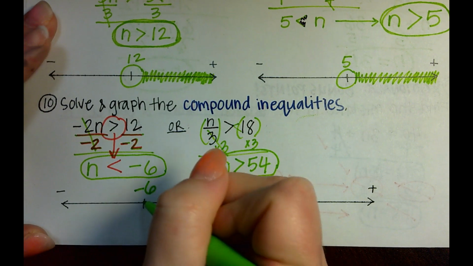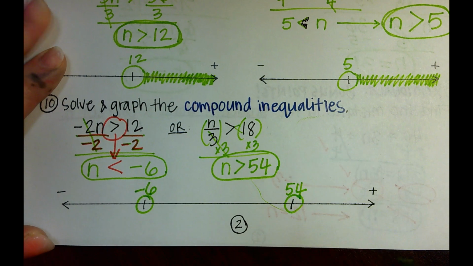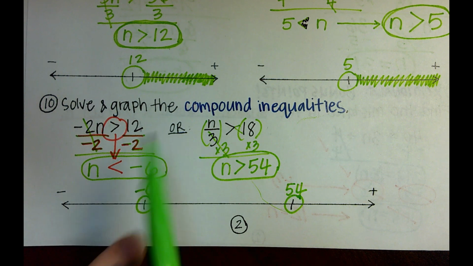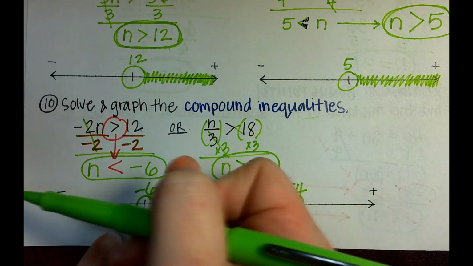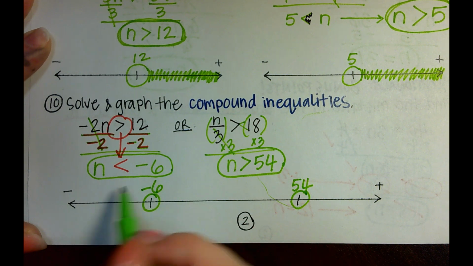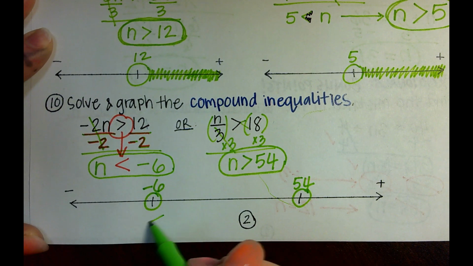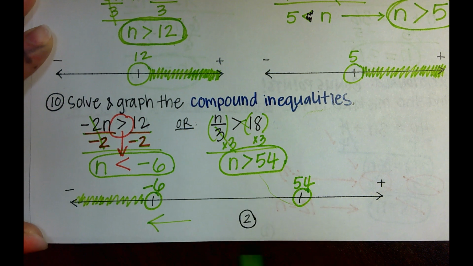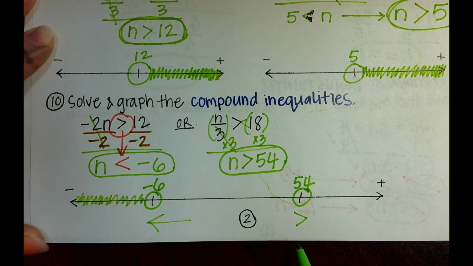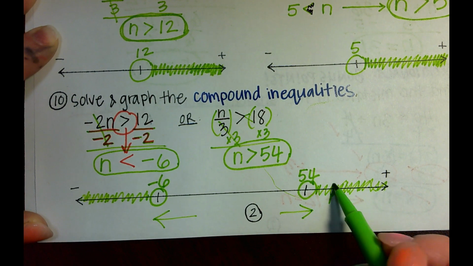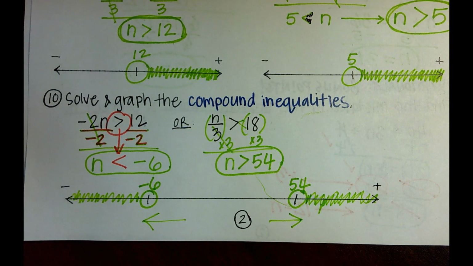Circle both. Perfect. So because this is an OR inequality and because of the direction our arrows are facing, we're going to shade outside like this. We have n is less than negative 6. It points outwards that way. And it's greater than 54. Our arrow is pointing this way. And this would be our answer. Just like that.